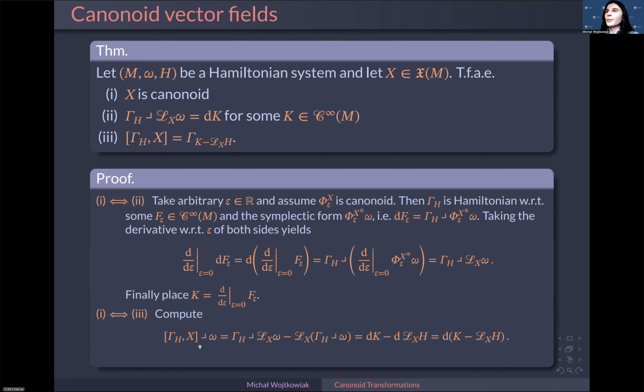We calculate the commutator of gamma h and x with omega, and we get an exact one form. So this is the definition of a vector field to be Hamiltonian. And this is a very common technique in symplectic geometry to just calculate the contraction with the symplectic form and see what we get on the other side. And this also applies in the contact case, but there are two contractions we need to consider there, which we'll see later.